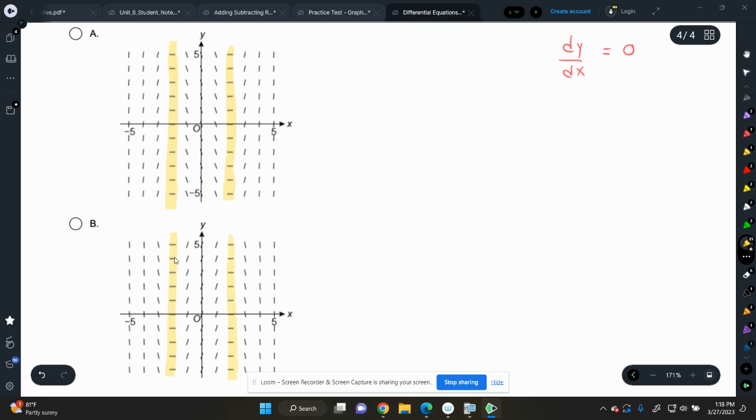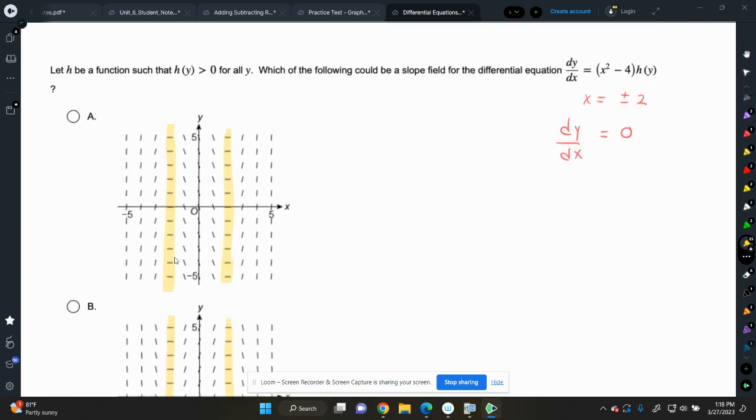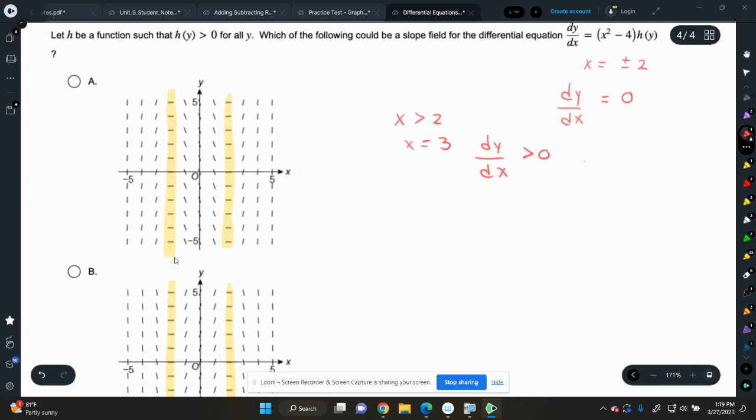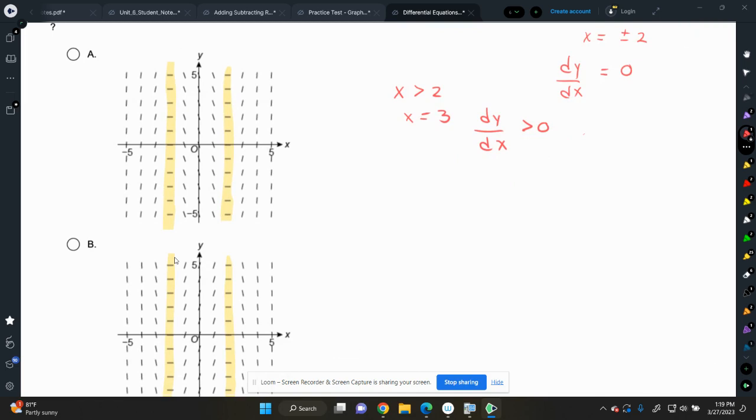Now we have to figure out which one to use. Any ideas of how to do that? Let's pick an x value. How about when x is greater than 2, like x is 3? When x equals 3, is my dy/dx going to be positive or negative? Positive. Which one of these graphs matches that? A. Yes. Does everybody see that?